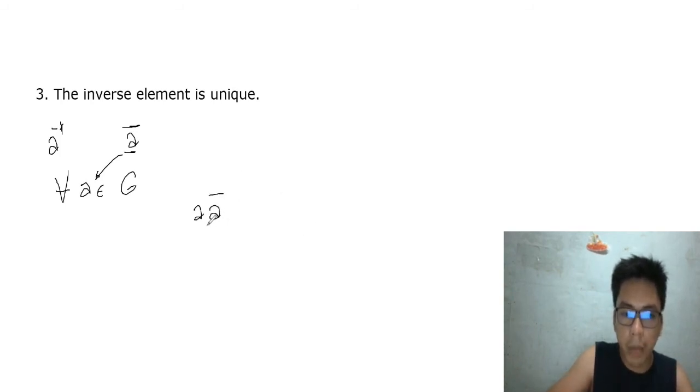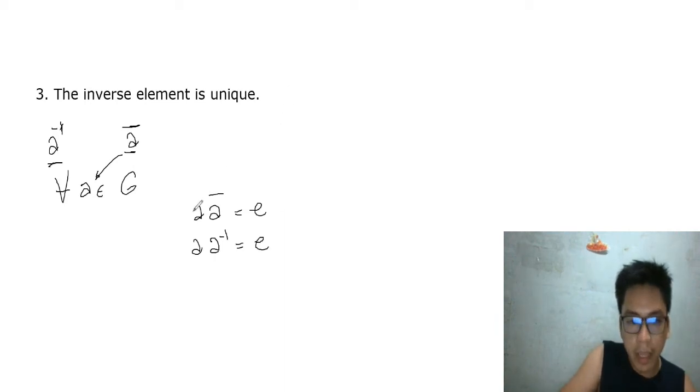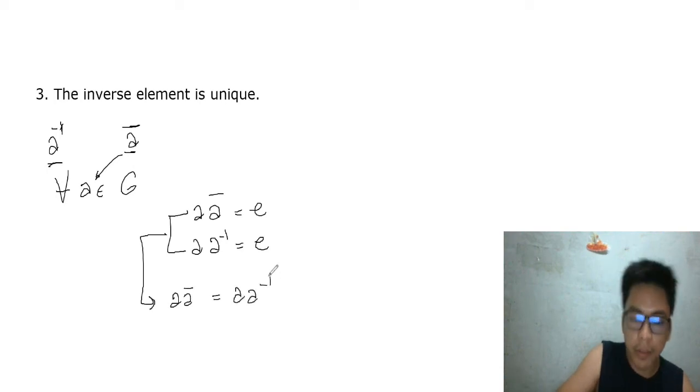And the binary operation is equal to the identity. But since this is also inverse, that means if I multiply that, that will also be E. Okay? So this simply tells us that since these are all the same, this will hold: A bar is equal to A inverse.